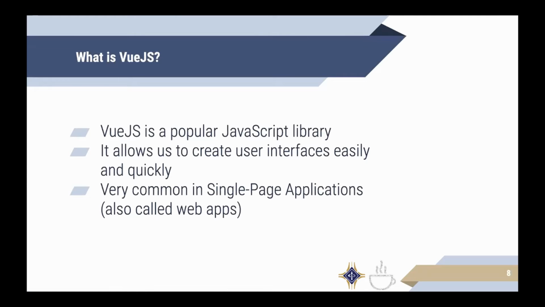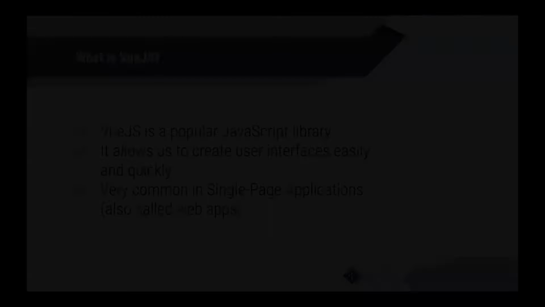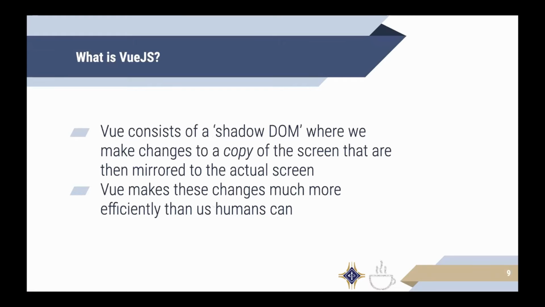Vue is a popular JavaScript library. We can create applications very quickly, and it's very popular for single page applications. It consists of a shadow DOM. Basically we're not making changes directly to the web page. We're making changes to the shadow DOM, essentially a copy of the screen, and then those changes are mirrored to the actual screen. Vue does this extremely efficiently, way faster than we could do with just raw JavaScript and HTML.